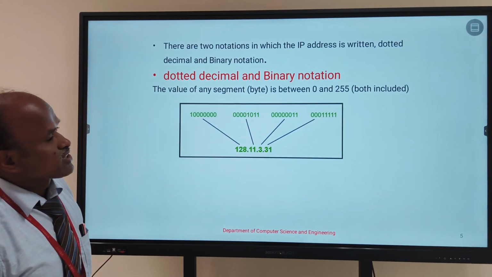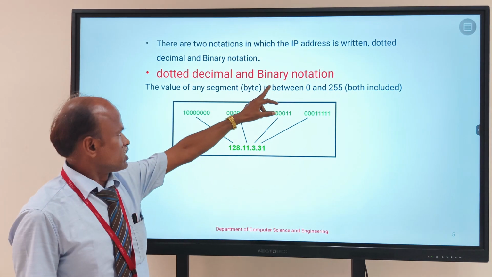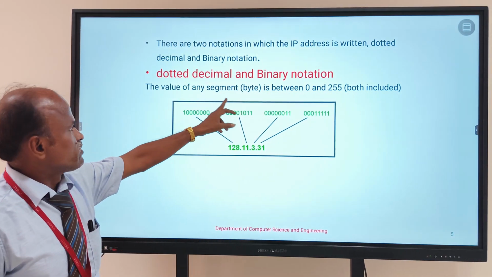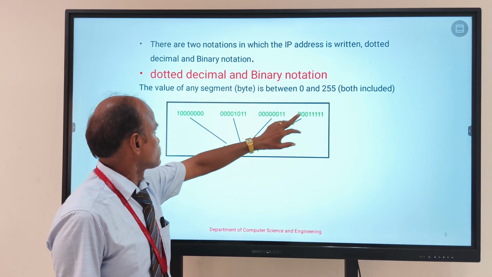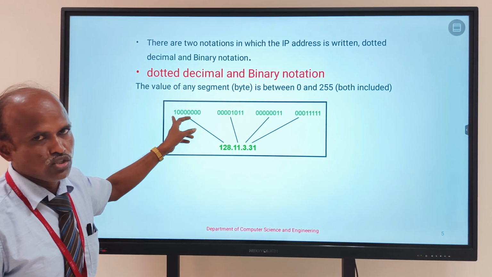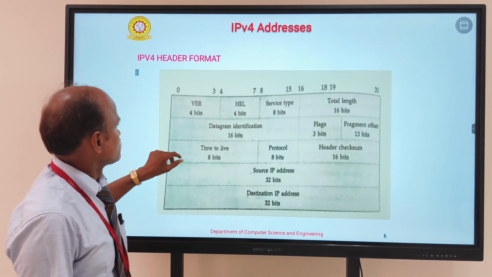Then two notations are mainly used for IP addresses: one is dotted decimal notation, another is binary notation. In dotted decimal notation we use values from 0 to 255 for the IP address values. Then in binary notation we use zeros and ones. So these two notations are mainly used for IP.